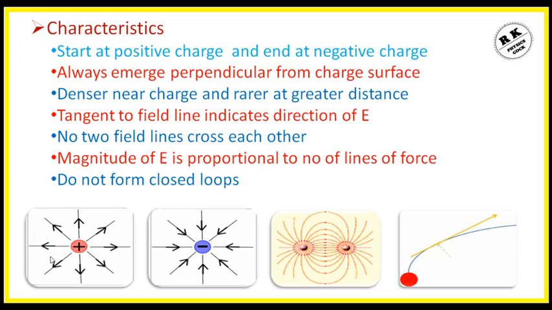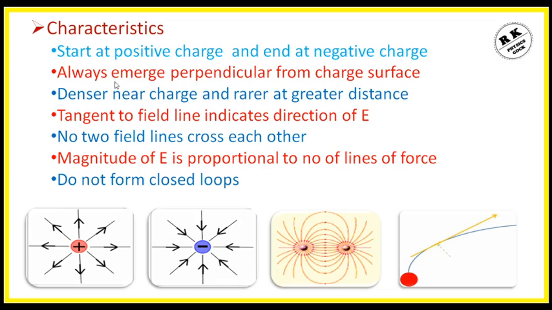Whereas in the case of a bar magnet, if we look outside the bar magnet, the field lines will run from the north pole to the south pole, and inside the bar magnet they will run from the south pole to the north pole. As a whole, they will form a closed loop. But in the case of electric field lines, it is not the case. So these are the characteristics of electric field lines.